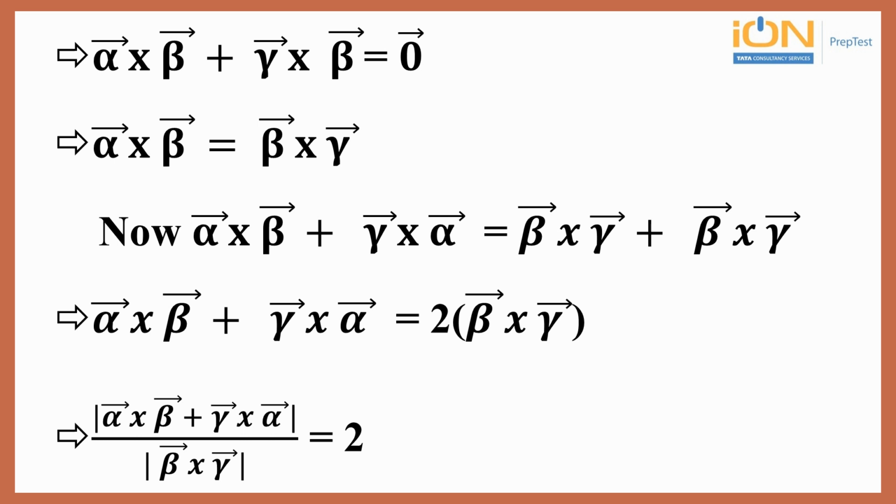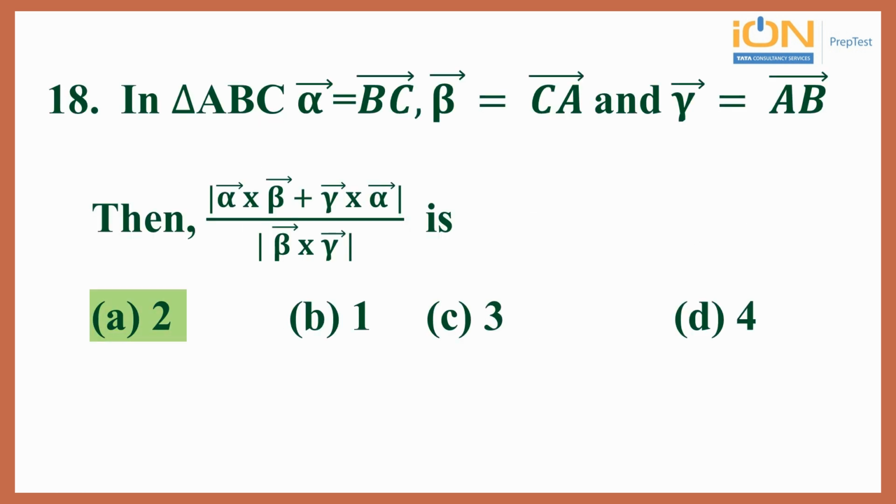So that gives us alpha cross beta equal to beta cross gamma. Now alpha cross beta plus gamma cross alpha will become 2 times beta cross gamma. Therefore the numerator is 2 times the modulus of beta cross gamma, and the denominator, we know, is the modulus of beta cross gamma. Therefore the answer would be 2. So the right option is 2, that is, A is the right option.